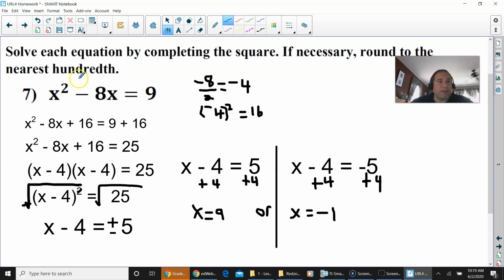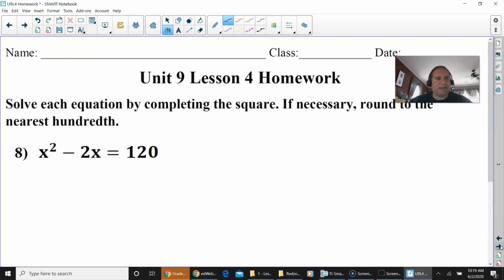Again, you could check it on your calculator by inputting x squared minus 8x minus 9 into the calculator, and you should get these roots right here, checking your answers. All right, so number 8 is this, set up nicely for you again. So go ahead, see if you can do this.